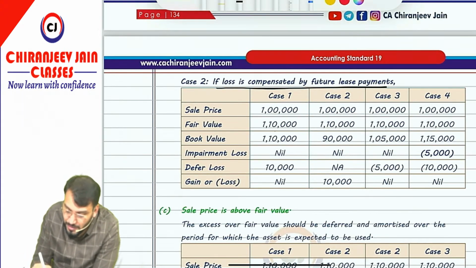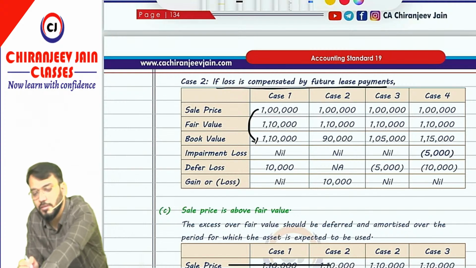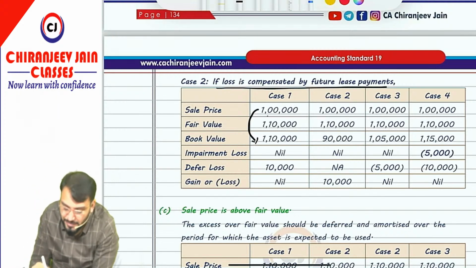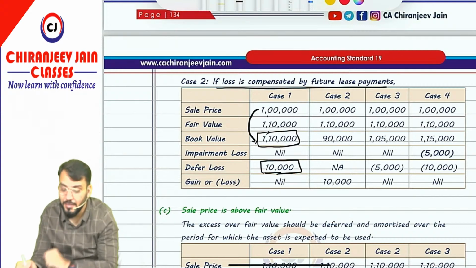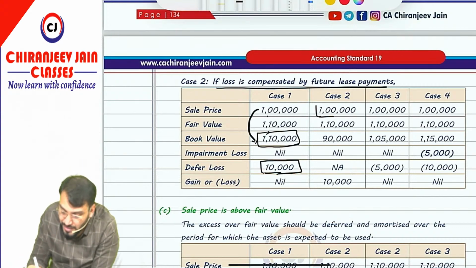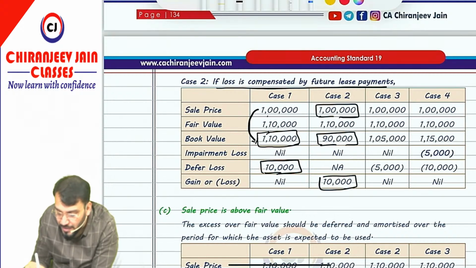But if the loss is compensated by future payment, then just try to understand what I am saying. In this case there is a loss. You can see sale price is less than 1,10,000, so there is a loss. This will be considered deferred loss. Second situation, you can see sale price is more than book value, so there is a profit. Profit will be transferred to PL immediately.